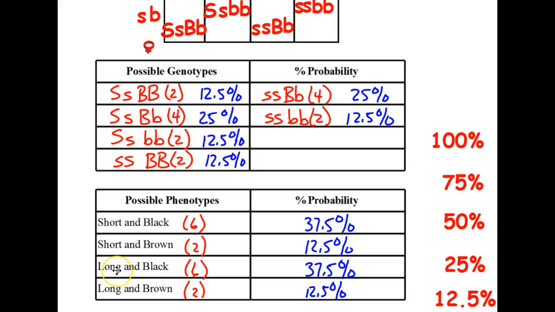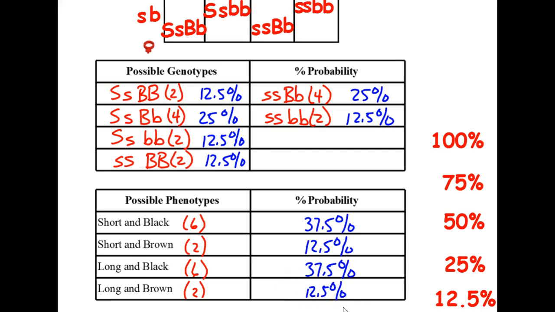Long and black is homozygous recessive, so little s, and you have to have a big B for black. So we have 2 there and 4 here for a total of 6 on that phenotype. And long and brown is homozygous recessive for both, and that's little s, little b, and we have 2 for that. Transferring those into percents, we have 6 out of 16, which would be 37.5% for each of these phenotypes, and 2 out of 16 is 12.5%, as discussed earlier, for these 2 phenotypes.